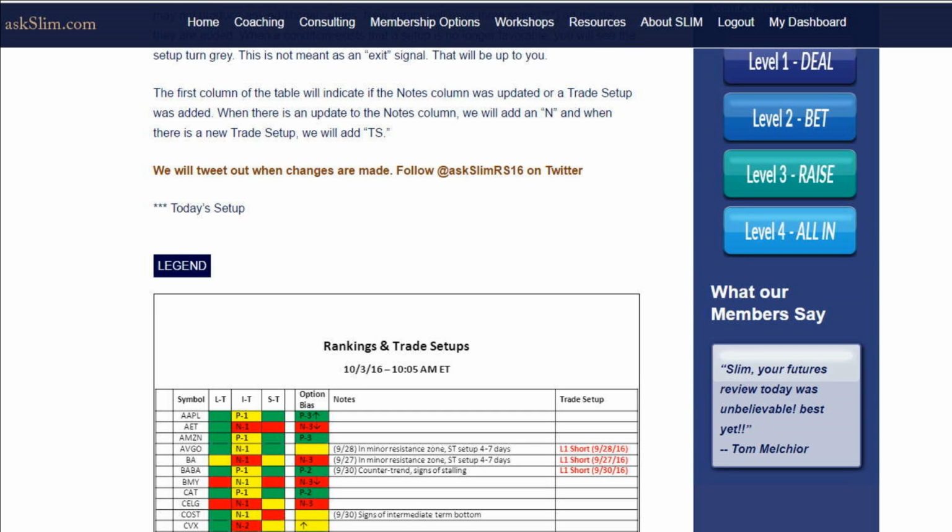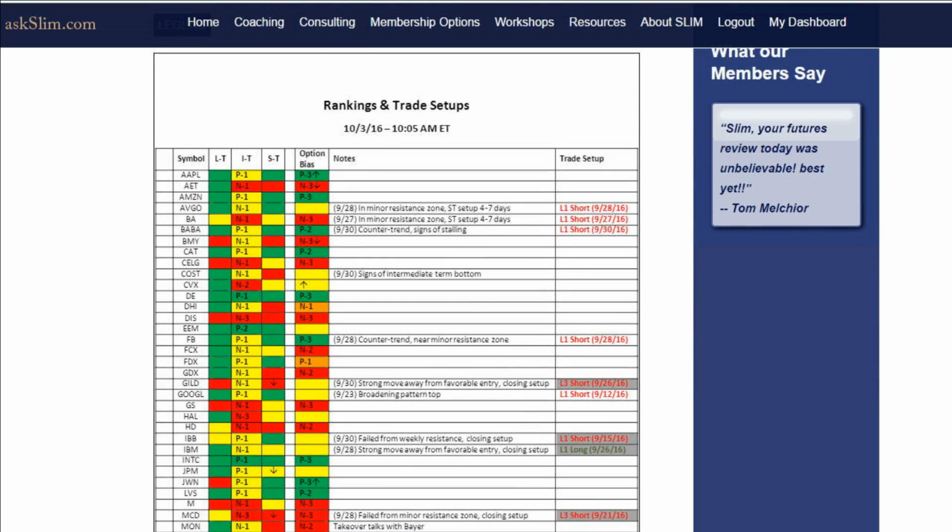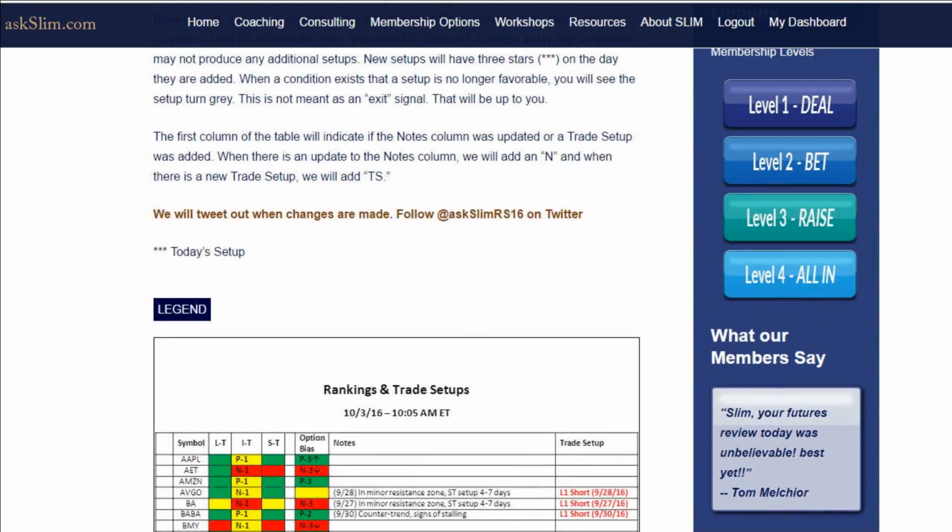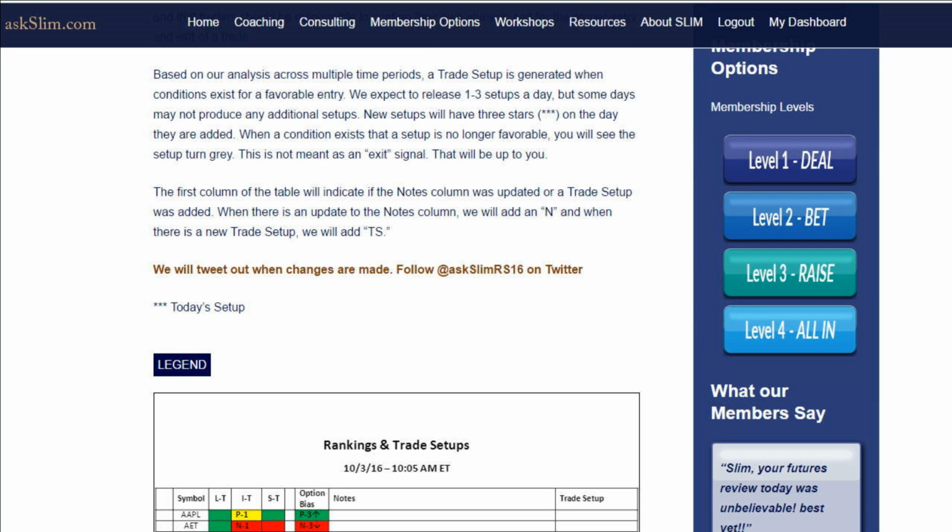You can see that we have that noted right over here. That would be for today's trade setup. And if we put in a note or a trade setup, we will put that on the left side of the page, and you can see that right in here in the description. So you'd see an N on the left side when there's a new note for the day, or a trade setup, you'd see that in this column right over here.